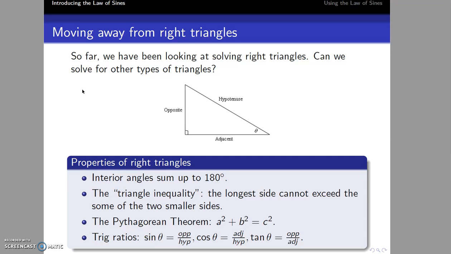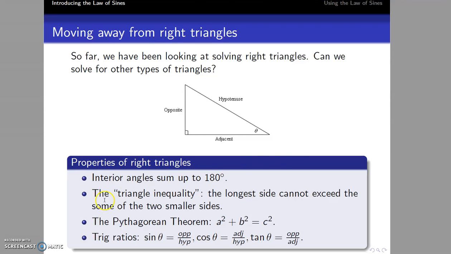All the triangles we've been looking at or drawing or inscribing have always had some right angle to it. And because we did have right triangles, we got all of these nice properties. First of all, for any triangle, the interior angles always sum up to be 180 degrees. That is always the case. Also true in general is what's sometimes referred to as the triangle inequality. The longest side of a triangle cannot exceed the sum of the two smaller sides.